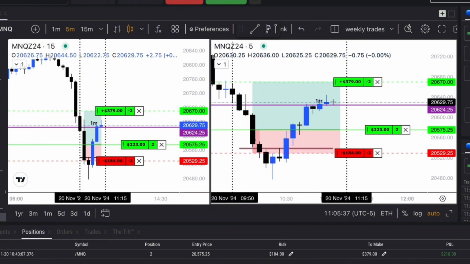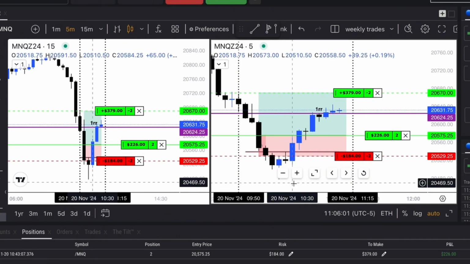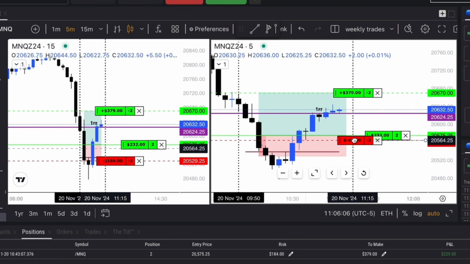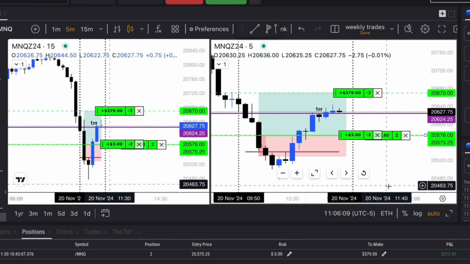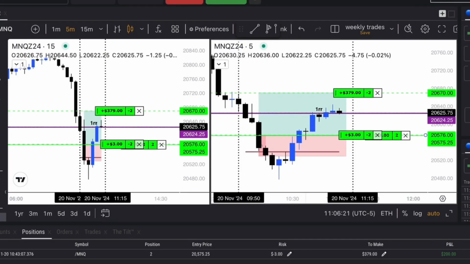We see that price has closed above the 1 risk to reward mark. And so because it did close above the mark, I'm going to move my stop loss to break even. So I'm going to do that now for a risk-free trade. And so you can go ahead here and check this off. Now we're just going to see how price delivers. So it's either going to close me out or hit my take profit.